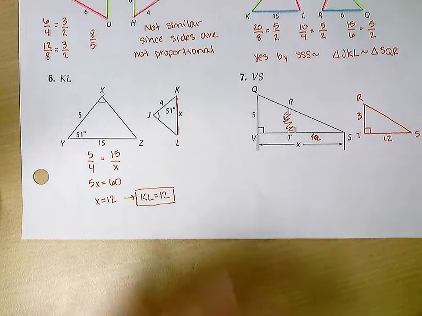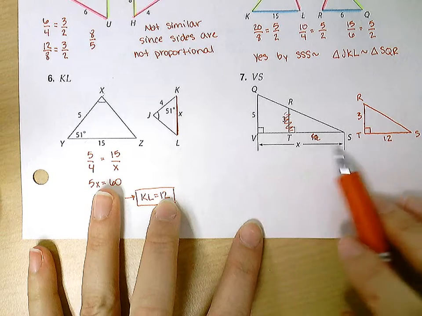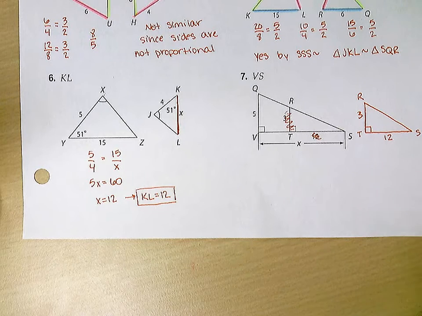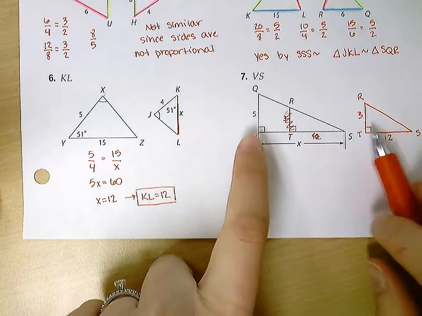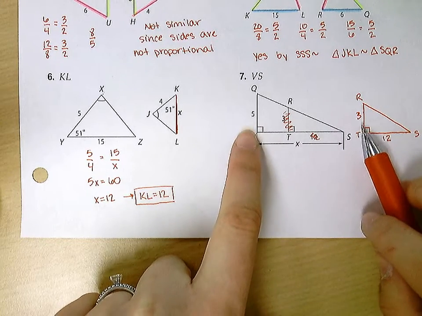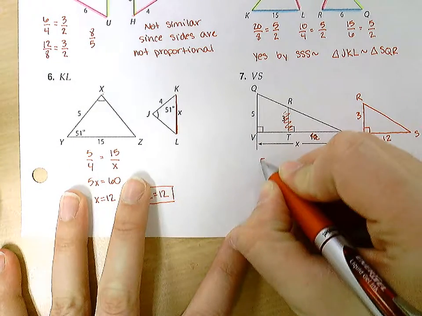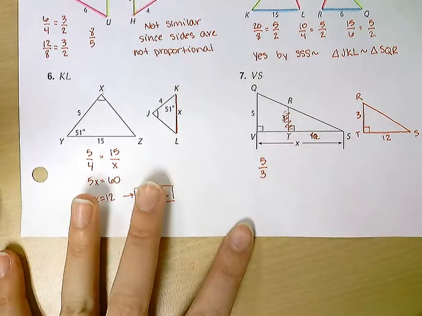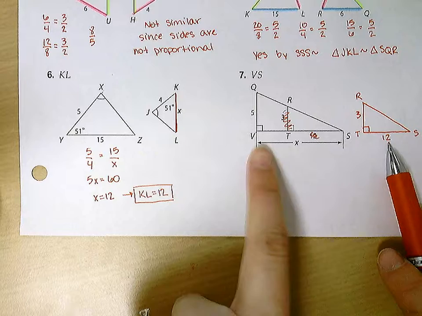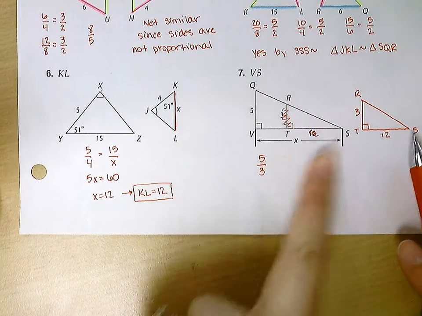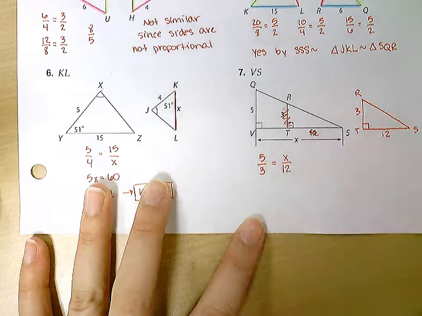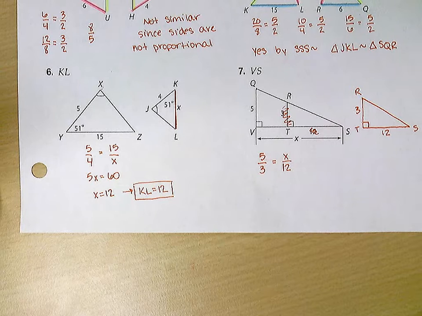So I'm trying to find VS, which is X right here, my larger triangle. So again, we're just going to set up a proportion between corresponding sides. So I have corresponding sides here, QV and RT. So I can set up a ratio of those two sides. So we have 5 to 3. Okay, then my other corresponding sides, including X here, would be VS to TS. Okay, so I'd have X to 12. And those two ratios have to be equal to each other to set up that proportion.